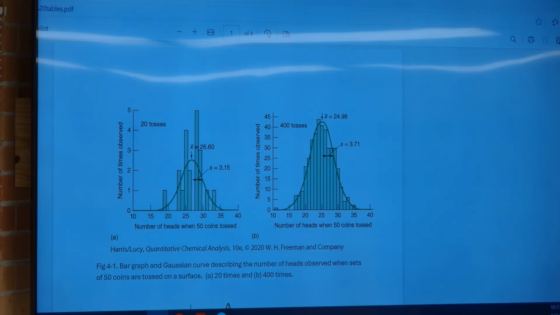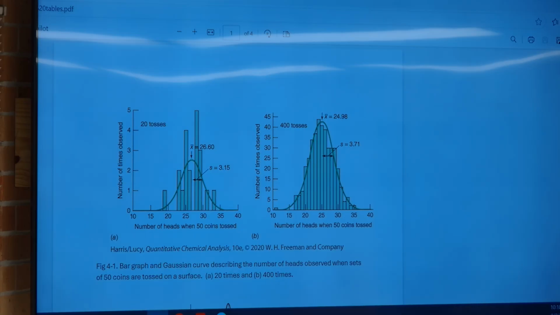This experiment is, if we have 50 coins, each coin has two sides, and if we toss them on a surface, 50% hit the front, another 50% the back side. If we have 50 coins tossed at the same time, we expect 25 to land front side up, and the other 25 to land backside up, right?